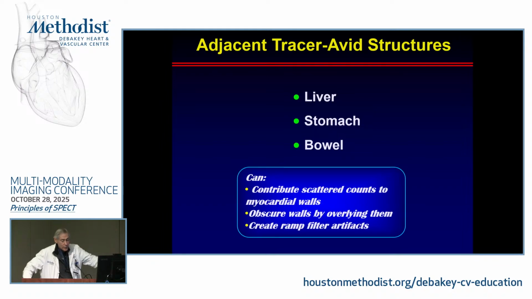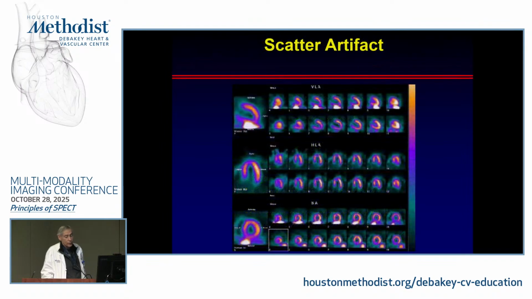And the problem with subdiaphragmatic count activity is that it can either contribute counts to the myocardial wall and therefore hide a defect, or it can overlay a wall so you can't read it at all, or it can create what we call a ramp filter artifact and actually induce a defect that really isn't even there. So subdiaphragmatic count activity is a real problem in SPECT imaging, and it's really kind of a difficult thing to get around.